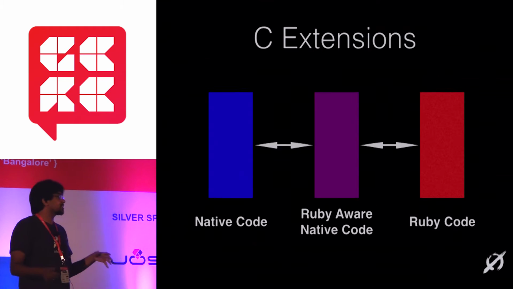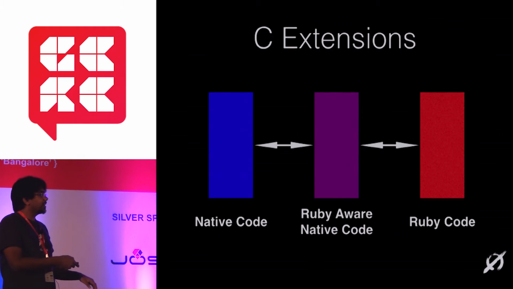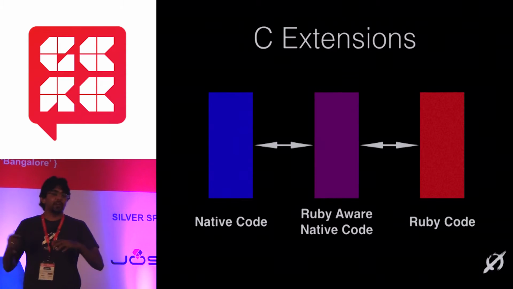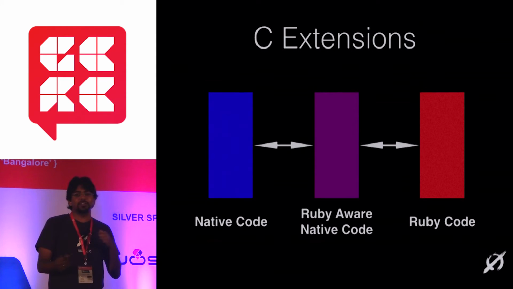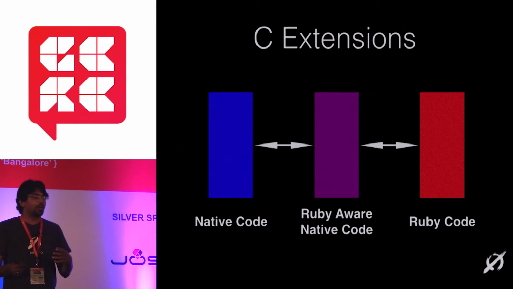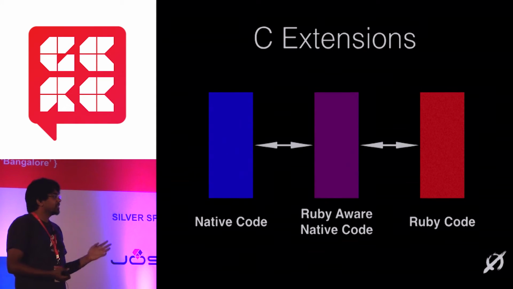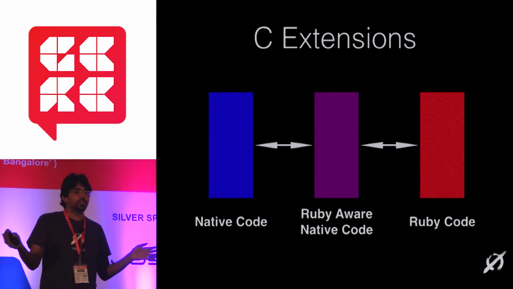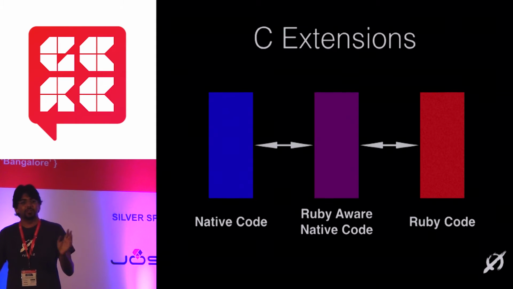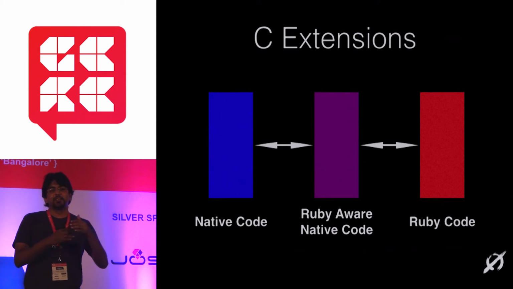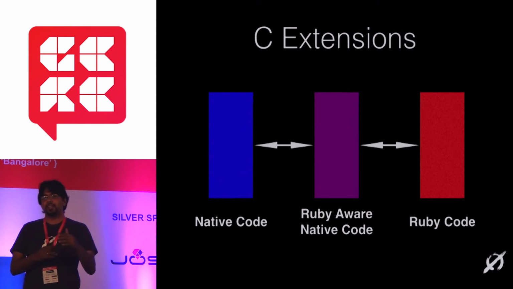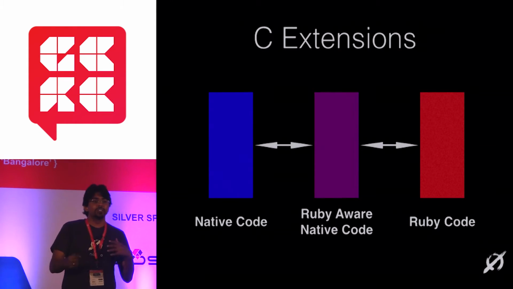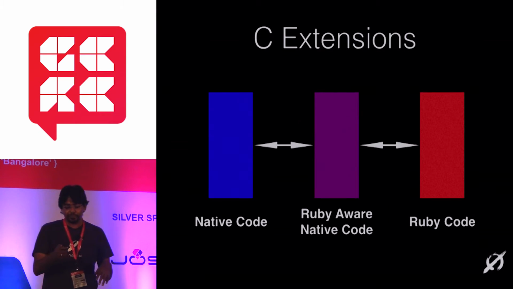And most of the time, your architecture sort of looks like this. You have native code on the left. This is the code you kind of want to run. And you have Ruby code on the right. And this is the code that you want to consume, the code that you've somehow built. In between in purple is Ruby-aware native code. And why do I say Ruby-aware native code? Because you've still written this as native code. It's still written in C. It's still compiled down to a .so file or a .dylib file on Mac. But it's Ruby-aware. It knows how things work in Ruby.